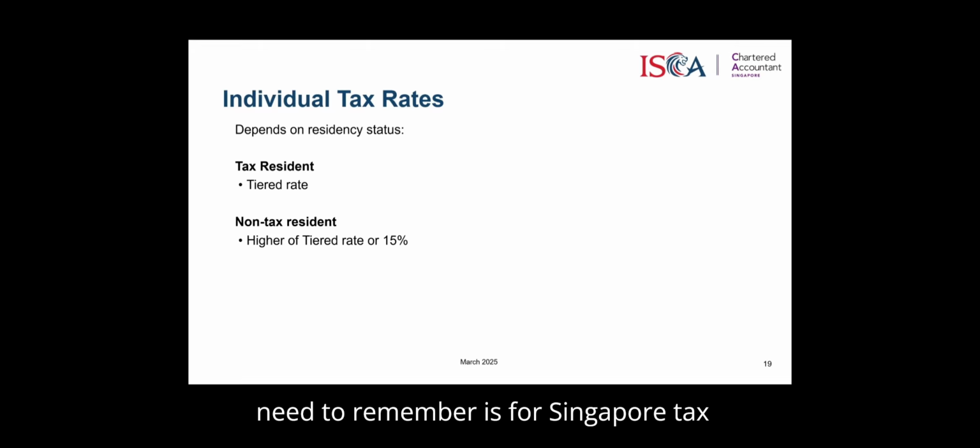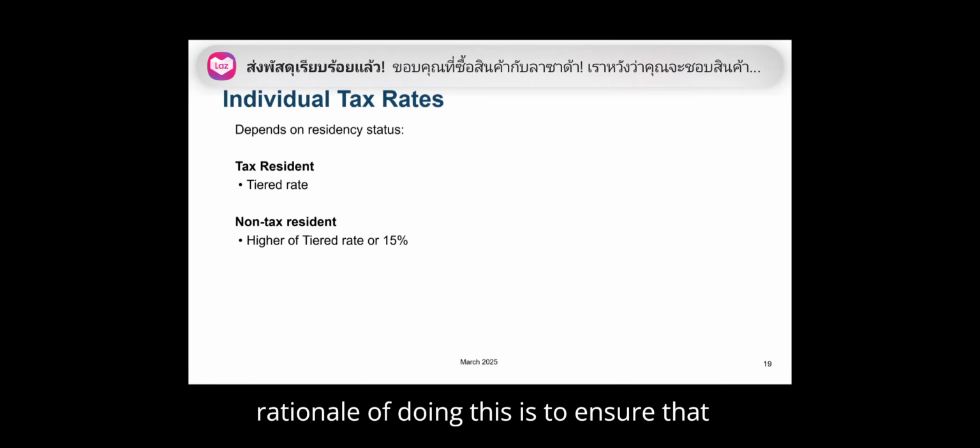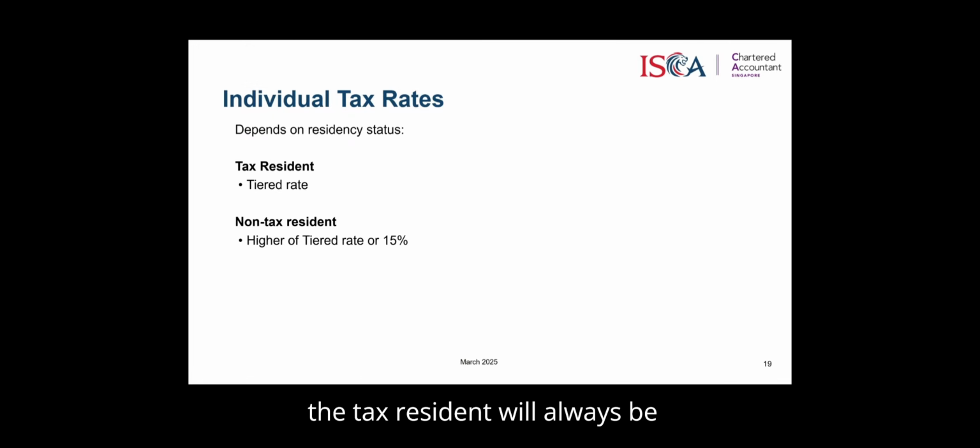However, what you need to remember is that Singapore tax residents will be subject to tax on their individual income at tiered rates. For a non-tax resident, they will be subject to a more punitive regime where you need to do two calculations. First is using the resident rate, and thereafter applying a flat rate of 15%, and take whichever is higher. The rationale of doing this is to ensure that the tax resident will always be better off as compared to a non-resident for individual income tax purposes in Singapore.